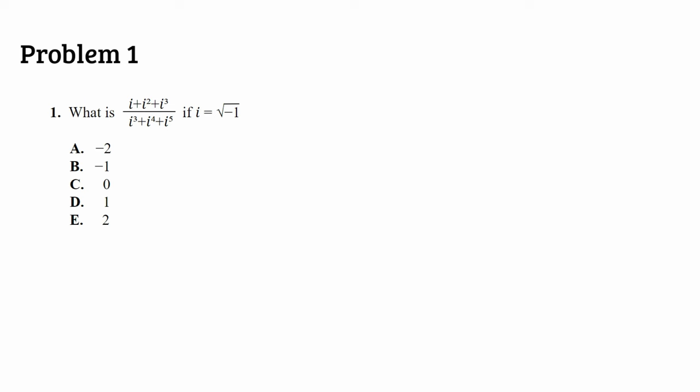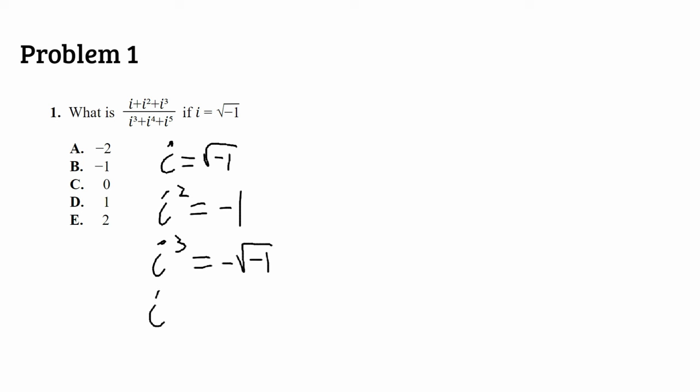One way to do this would be to do it very methodically and say, okay, I know that i is equal to the square root of negative 1. That means that i squared is equal to negative 1. And of course, i cubed is going to be i times i squared, so that's just negative square root of negative 1. Then i to the 4 is just i squared times i squared, so negative 1 times negative 1 is 1. And then i to the 5 is just 1 times i, so it's equal to i, which is the square root of negative 1. Then we can substitute in and find an answer.